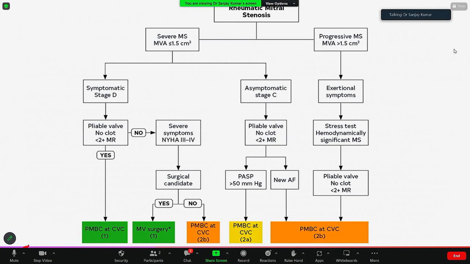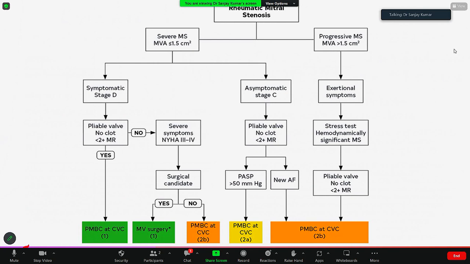Now we are talking about another group, progressive mitral stenosis, where the valve orifice area is more than 1.5. If the patient has dyspnea on exertion, you subject them to a stress test. If the patient has hemodynamically significant mitral stenosis, the valves are pliable, there is no clot, and MR is less than grade 2, then again it's a percutaneous intervention. But across the board, remember that it applies only if the valves are pliable, there is no LA clot, and there is no significant MR. If any of these are present, then it becomes a surgical candidate, and you consider them for surgery.